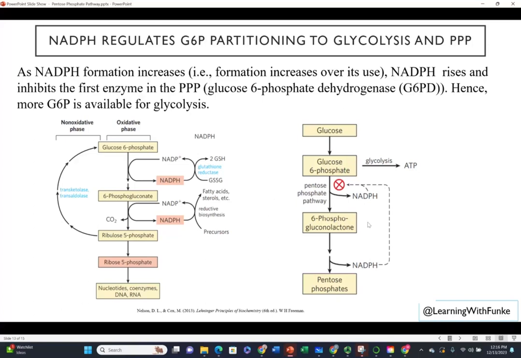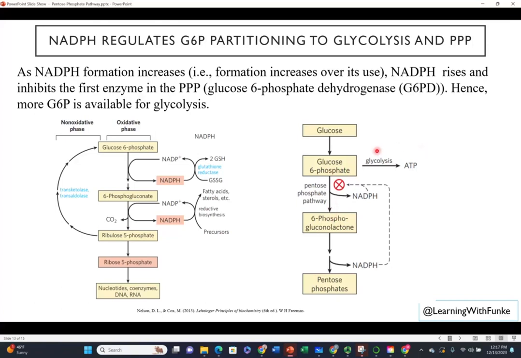So as NADPH formation increases, we have higher NADPH. Maybe we are forming more NADPH compared to how much we're using. We know we're forming NADPH as we go through the PPP oxidative phase. So if we're forming a lot of NADPH, the NADPH concentration in your cells will rise, and it can go back and inhibit this first enzyme in the PPP pathway. So in that manner, PPP is inhibited. We don't have PPP going on.